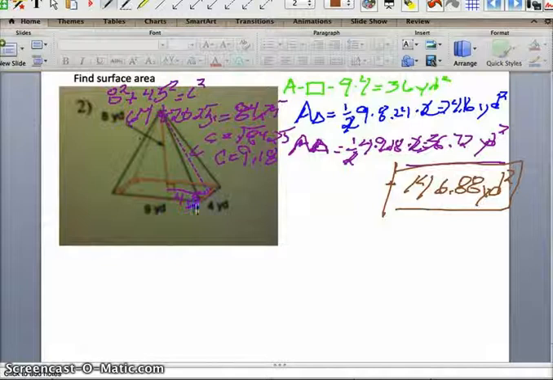for this rectangular pyramid. Okay? Remember, we had 5 surfaces. We have two of the triangles and the base, and that adds up to that.